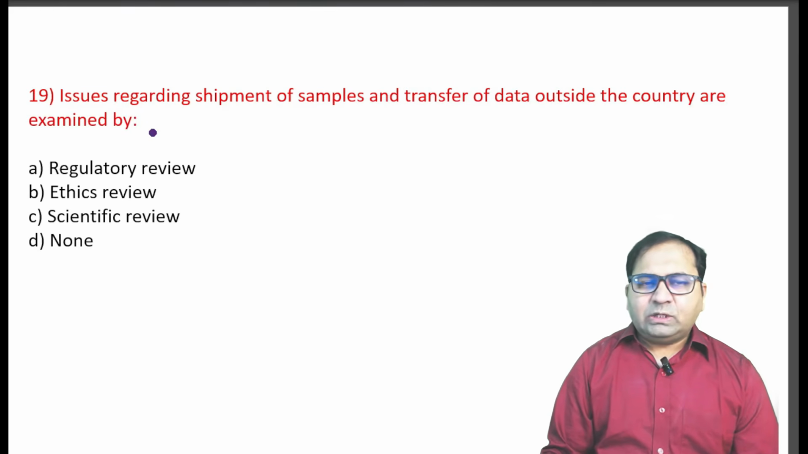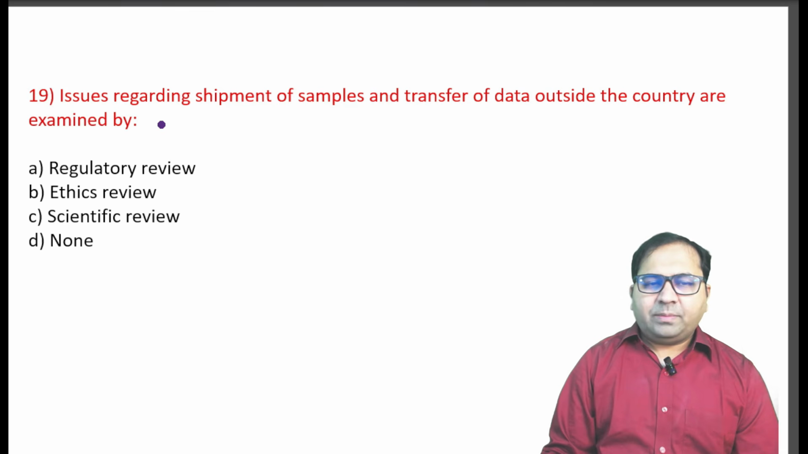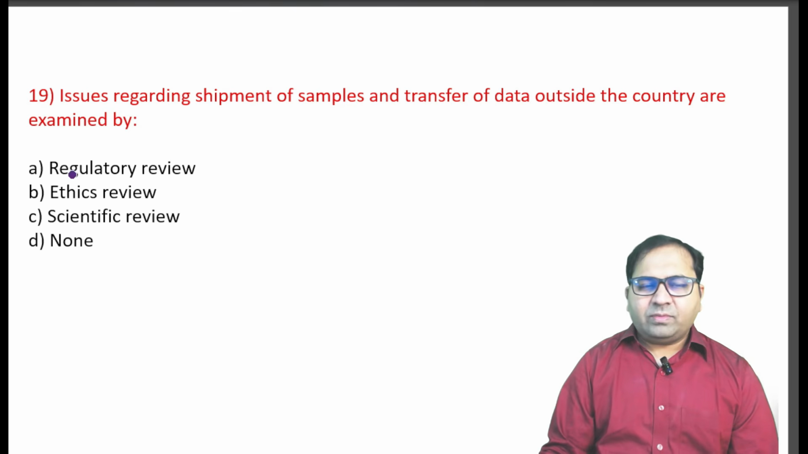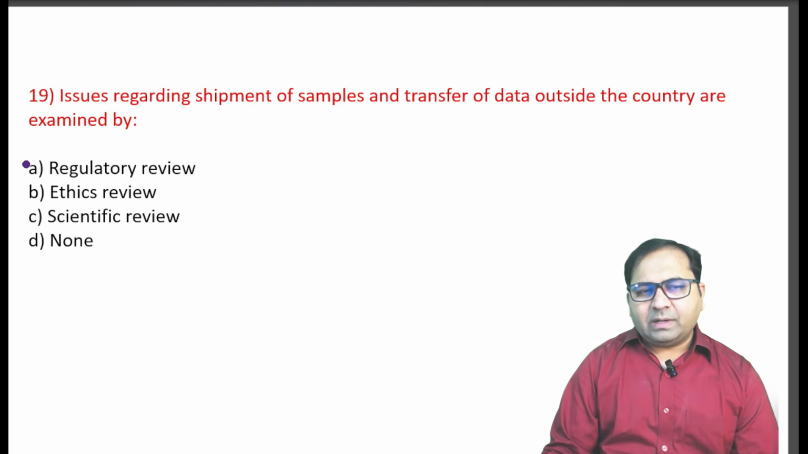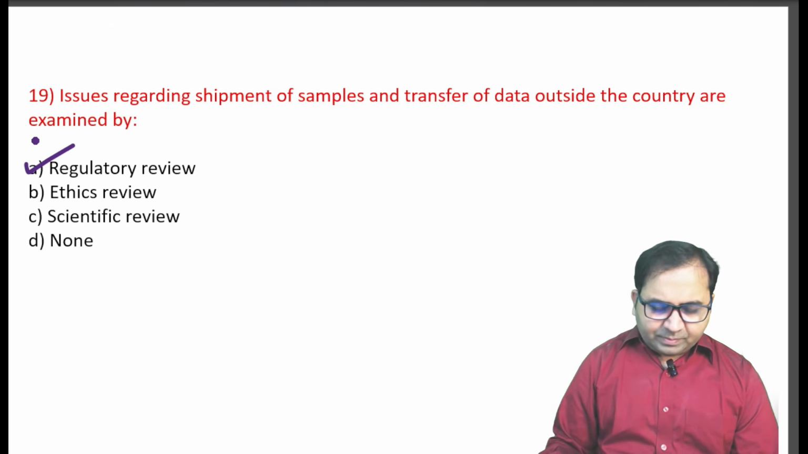Next question. Issues regarding the shipment of samples and transfer of data outside the country are examined by what committee? The options are A. Regulatory review, B. Ethics review, C. Scientific review, or D. None of the above. The answer is very simple. It is a regulatory review.